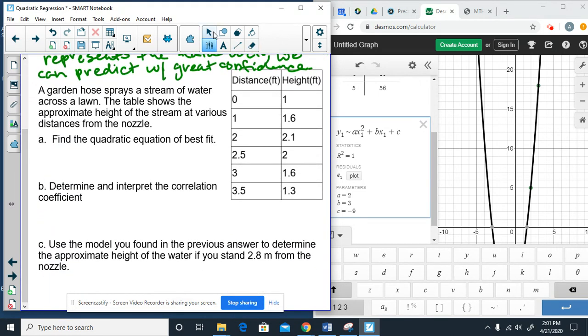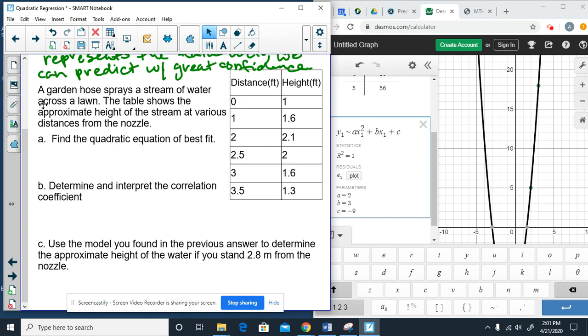All right, let's look at one more. Here's our next table. A garden hose sprays a stream of water across a lawn. The table shows the approximate height of the stream at various distances from the nozzle. We're going to find the quadratic equation or model that best fits this. We're going to determine and interpret the correlation coefficient, and then we're also going to figure out what's the approximate height of the water if you stand 2 and 8 tenths from the nozzle.